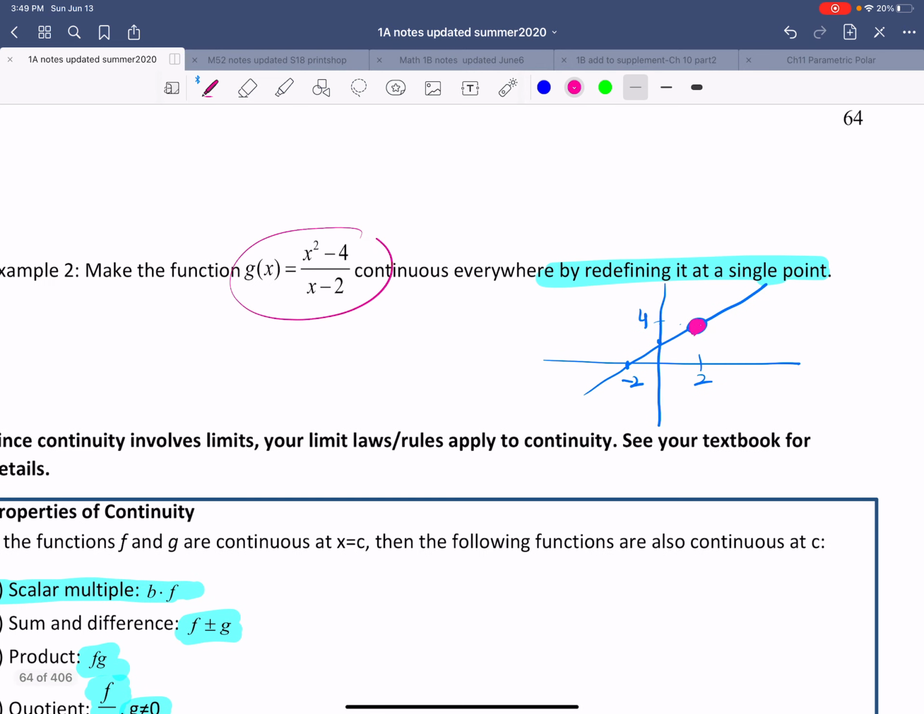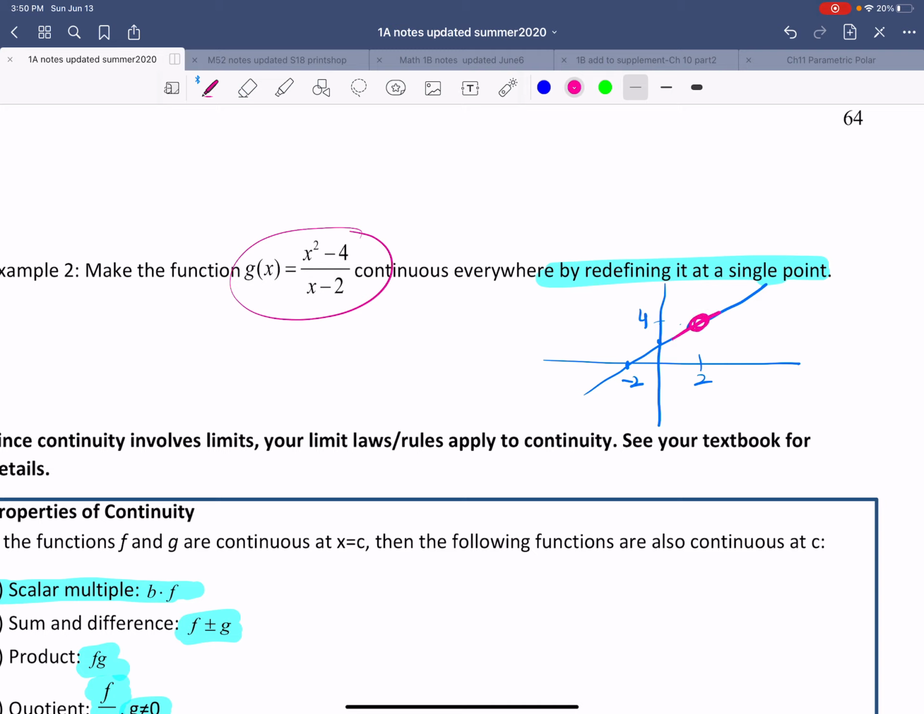Make this function continuous by redefining. So here we see we do have a hole in the given function. We just saw that. Okay, we do have a hole here. So my graph looks something like this with a hole at 2.